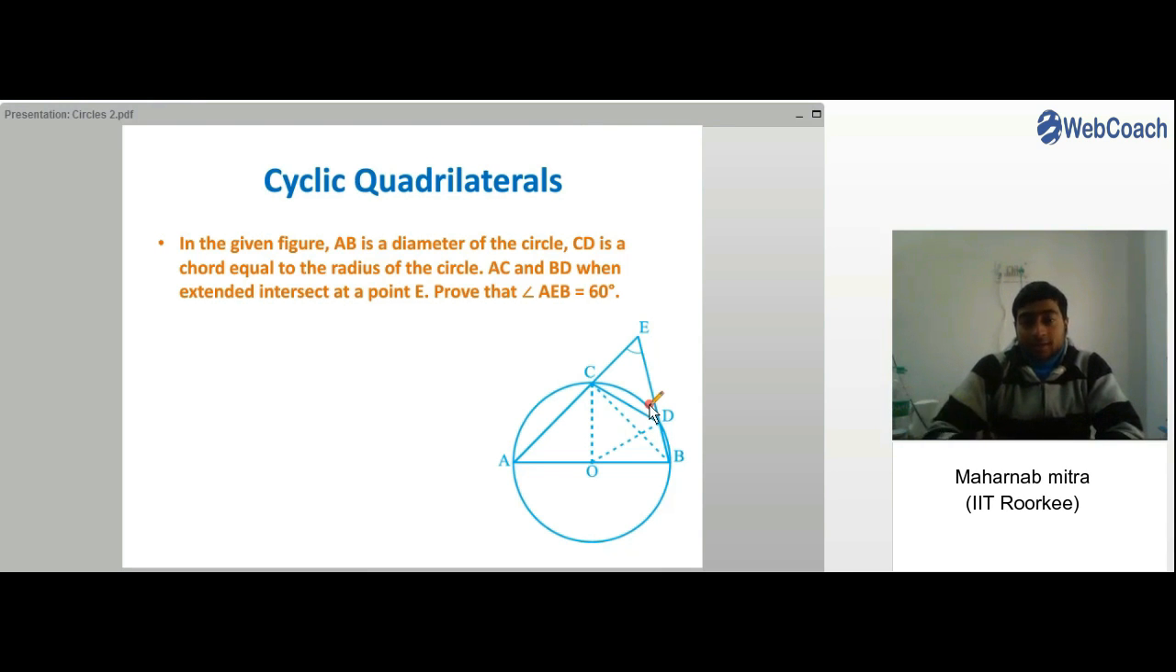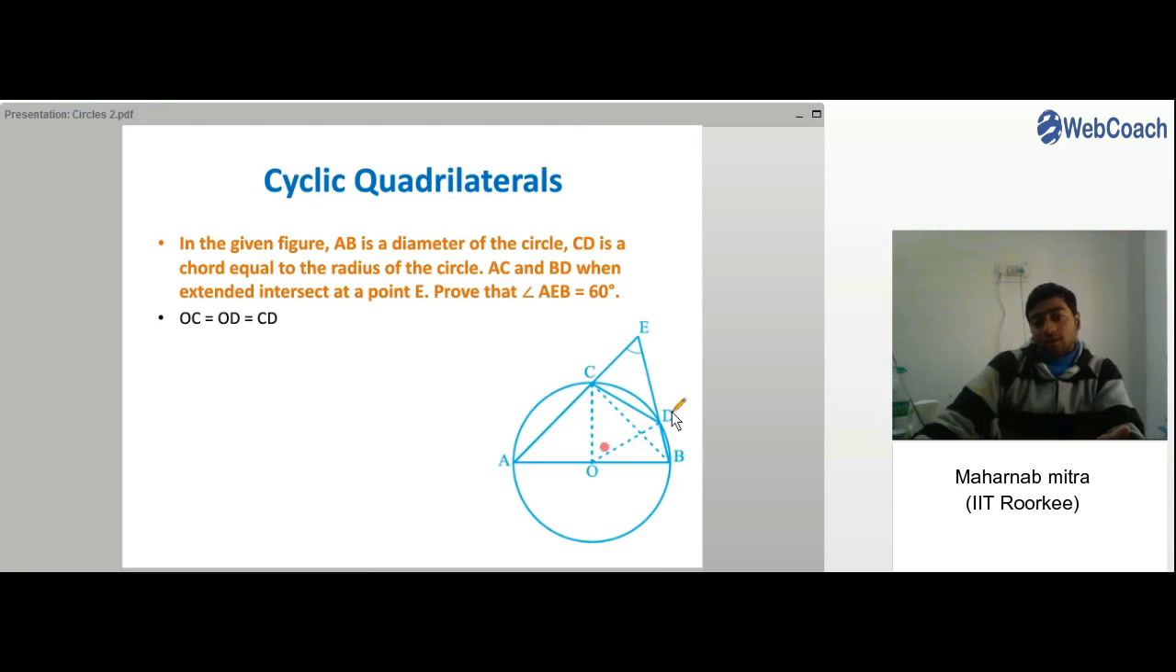Now AC and BD, when extended, intersect at a point E, which is shown here outside the circle. We have to prove that angle AEB, which is this angle, is 60 degrees. So let us see how we can do it. If we draw OC, OD and BC, we will consider BC later, but still we have drawn it to do all the construction at once.